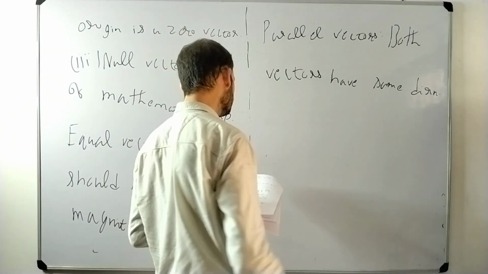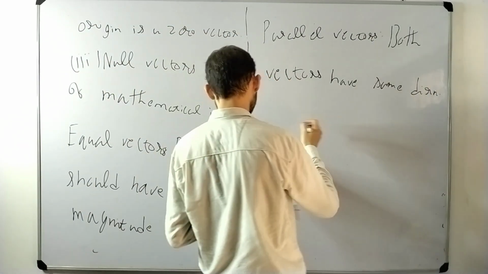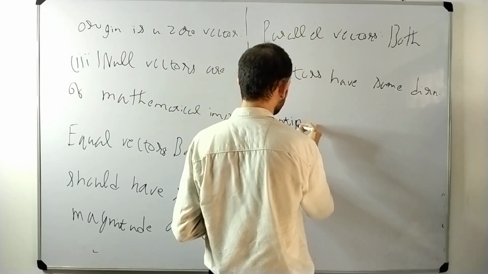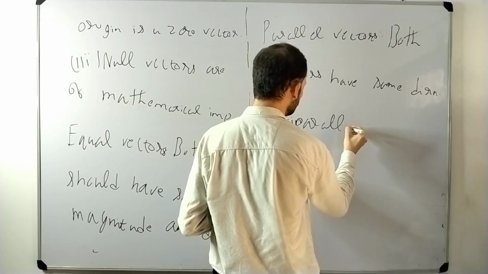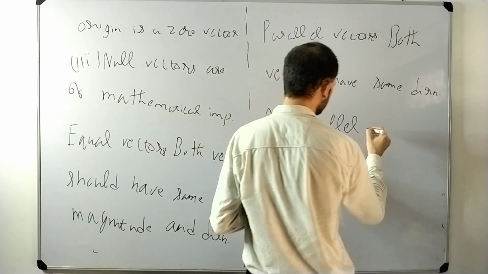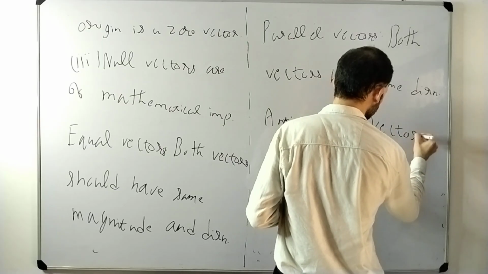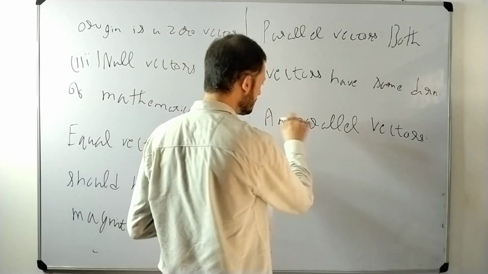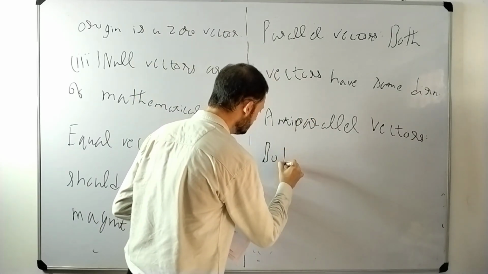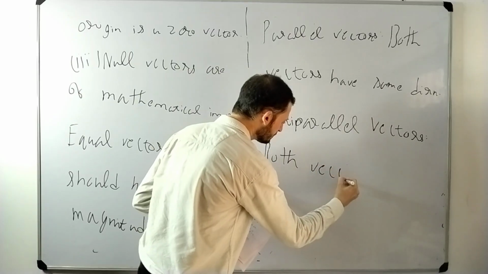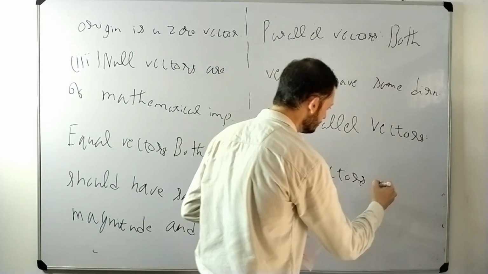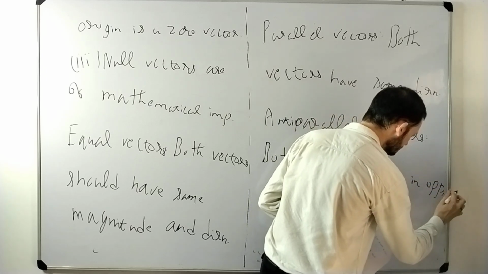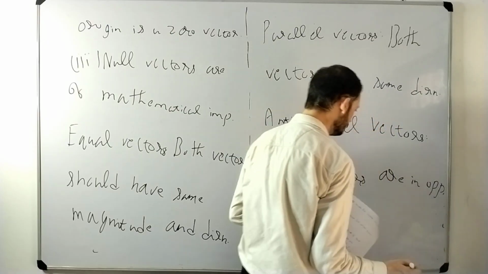Antiparallel vectors. Yes, that is also true. Antiparallel means both vectors are in opposite directions. Right, students? Certainly, sir.